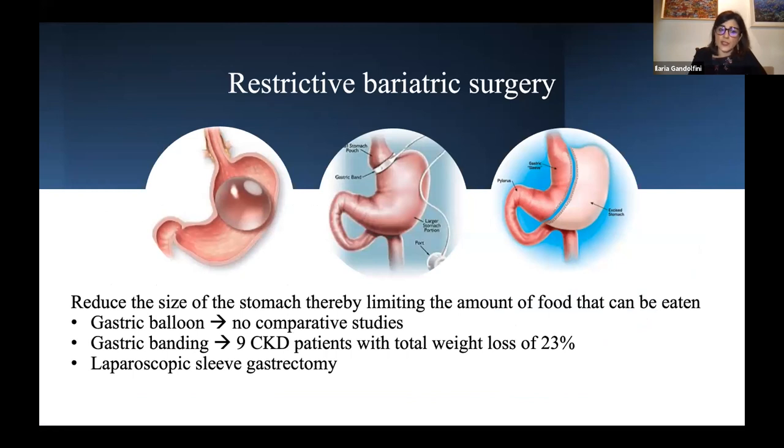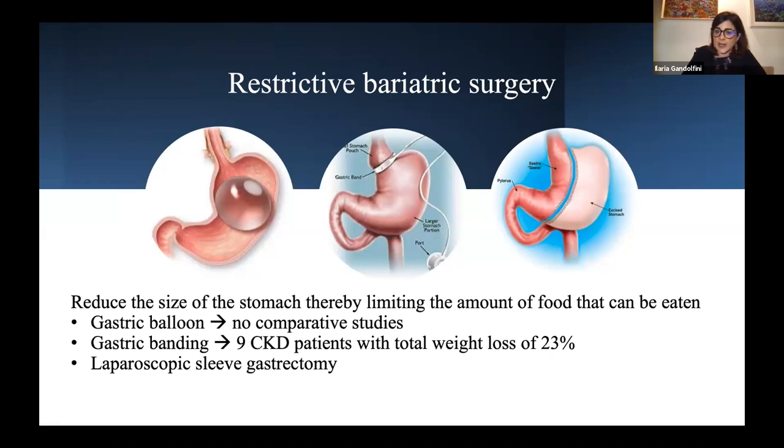Restrictive bariatric surgeries are the most common surgeries used in these patients, and they reduce the size of the stomach, thereby limiting the amount of food that can be eaten by the patient. And we can have the gastric balloon, for which we do not have any comparative studies. The gastric banding, for which we do not have comparative studies, but we have a few case series on 9 kidney transplant candidates with an average weight loss of 23%, but we have no other data.